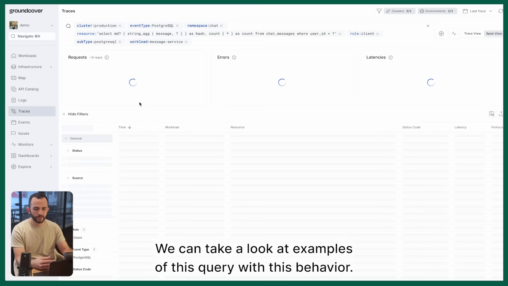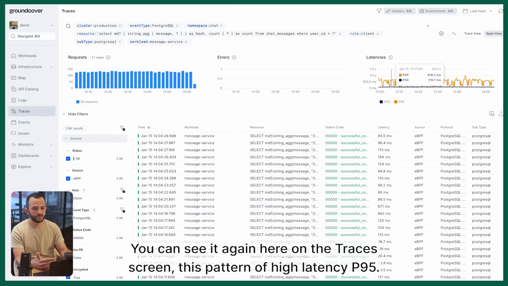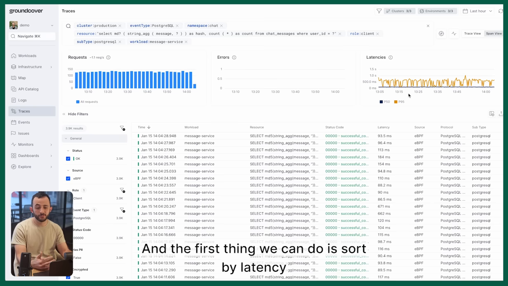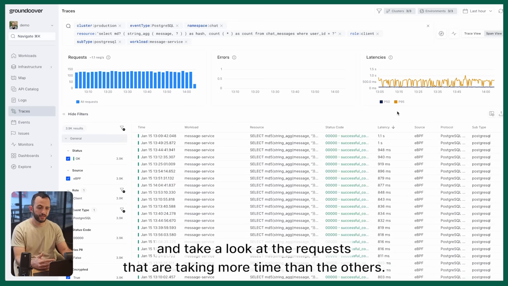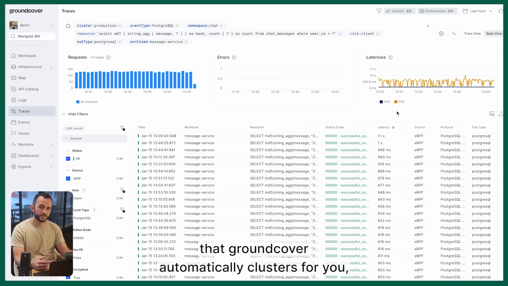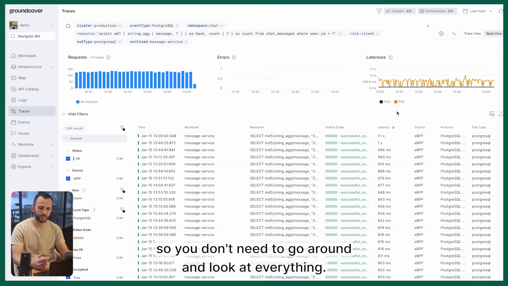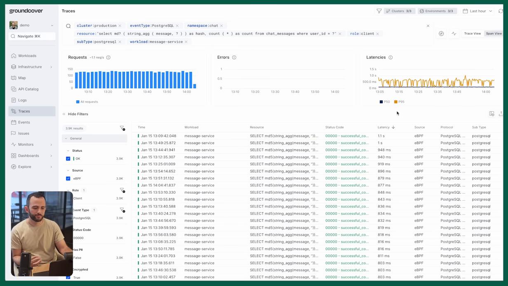We can take a look at examples of this query with this behavior. You can see it again here on the traces screen, this pattern of high latency in P95. And the first thing we could do is sort by latency and take a look at the requests that are taking more time than the others. Now, bear in mind, this is a specific API, a specific SQL request that groundcover automatically clusters for you. So you don't need to go around and look at everything. You can just find the one API that is likely the issue.